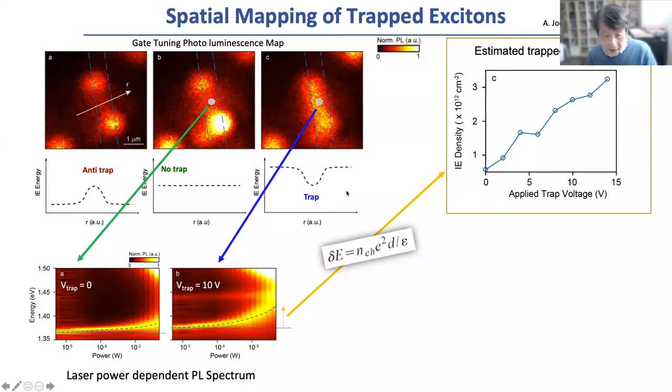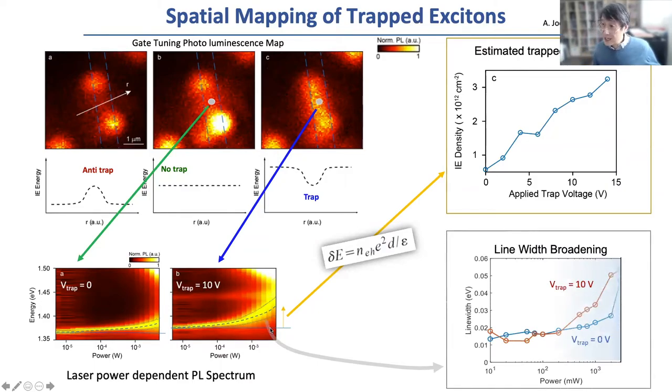Another thing you note here is that when we increase the density, you start to see that the peak width becomes broad, right? I can just show this line. And this broadening of the peak is an interesting behavior.